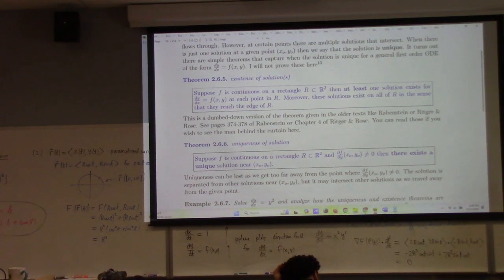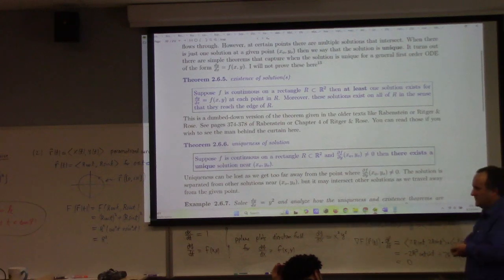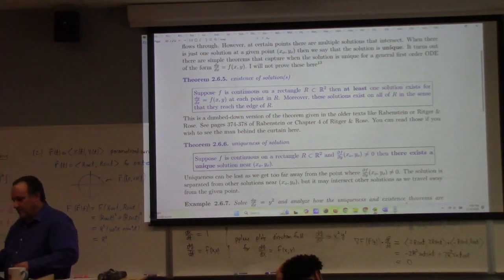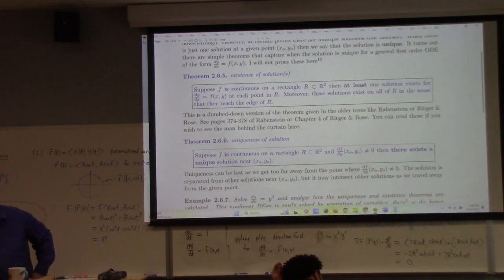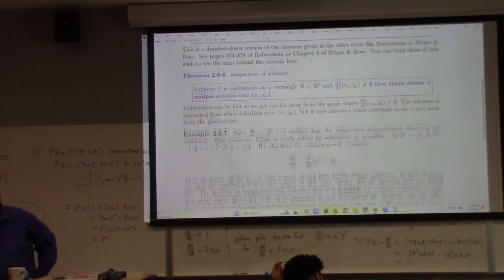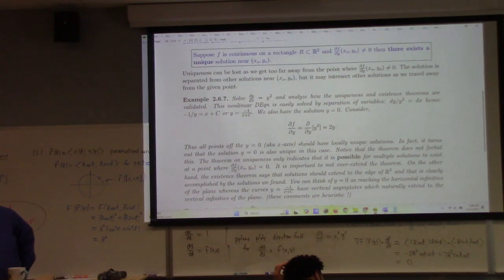Now the proofs of these theorems are well beyond the course. I more or less proved both of these theorems in a course I taught in advanced analysis last semester, so if you're really interested, you can look at those. But it's not easy to prove. It's kind of a pain. But it's instructive to look at an example.